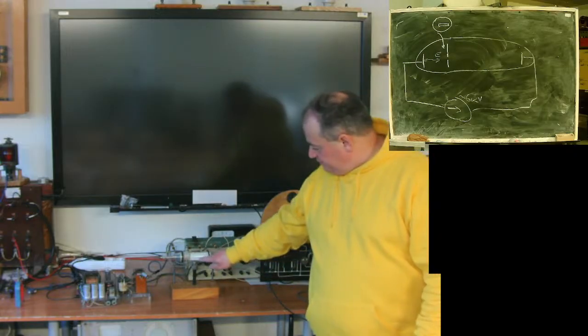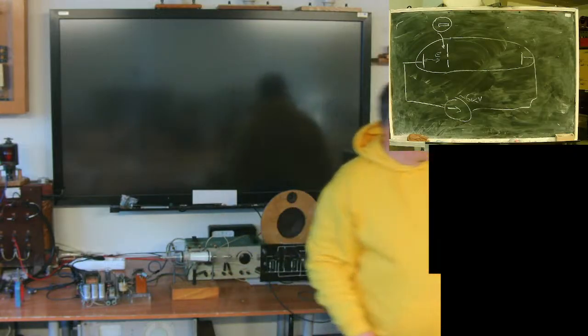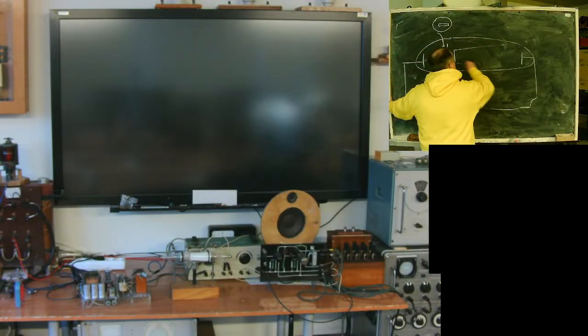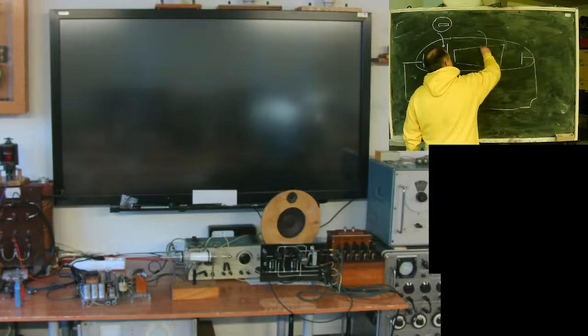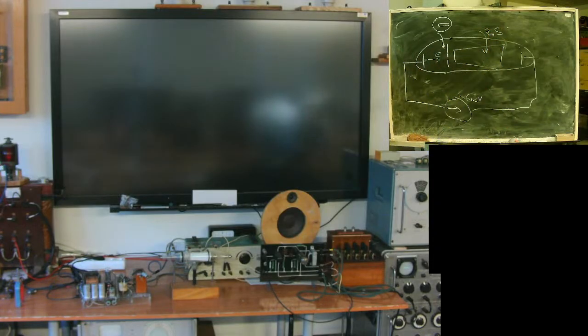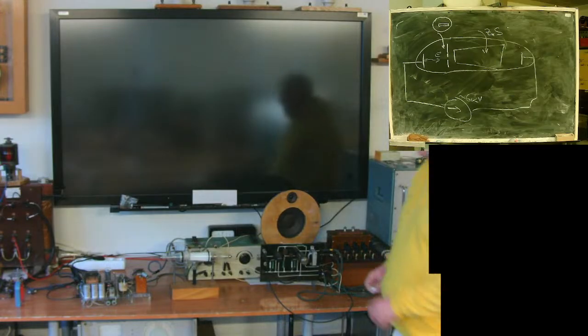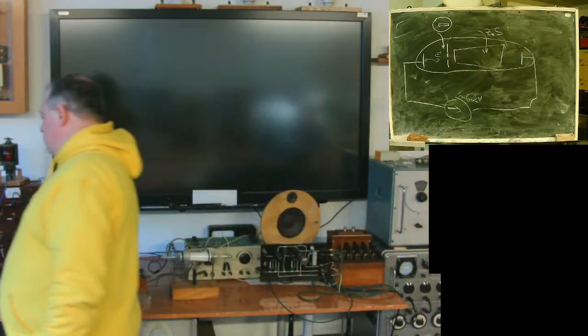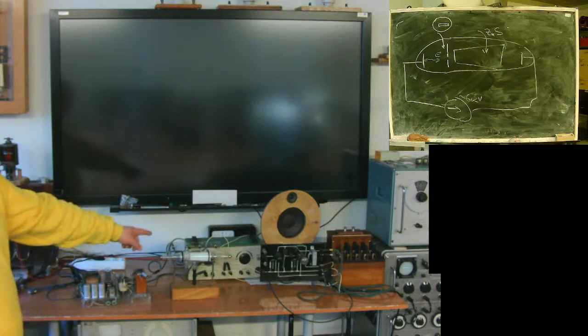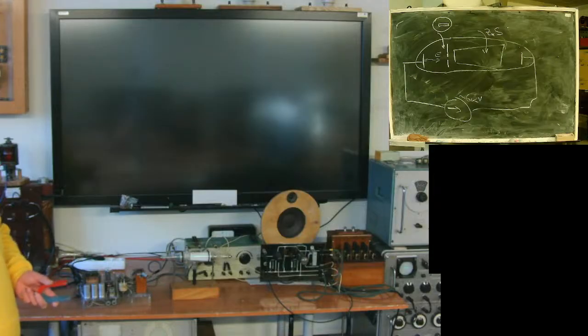This white area is a screen covered with zinc sulfide. What's good with zinc sulfide? When it's bombarded by electrons, it glows green. And you can see the green stripe. Can you see the green stripe? Yeah.